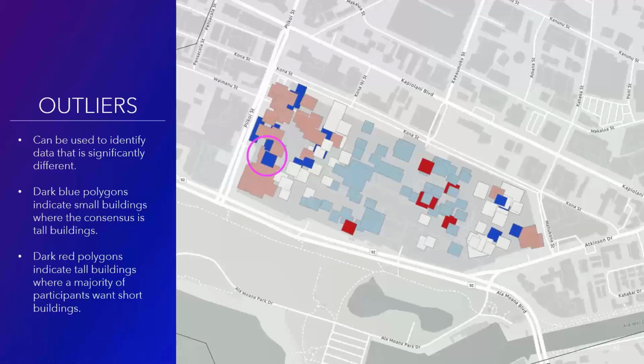So for our building heights, the dark blue polygons to the left of the property indicate where participants suggested small buildings. It's considered an outlier because most participants want high buildings there. The dark red polygon in the middle indicates that a participant wanted a high building, but most of the participants wanted the opposite. So we can choose to disregard outliers in our analysis, and we can see how the result changes if we redo the analysis. Or we could actually investigate those responses further and see why a participant voted the way they did.